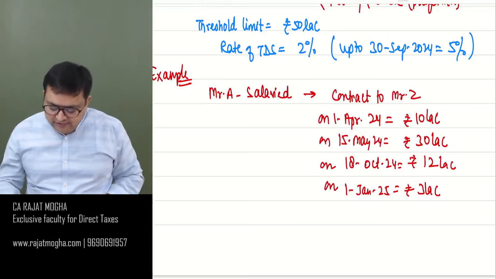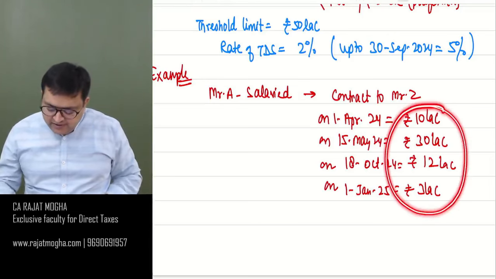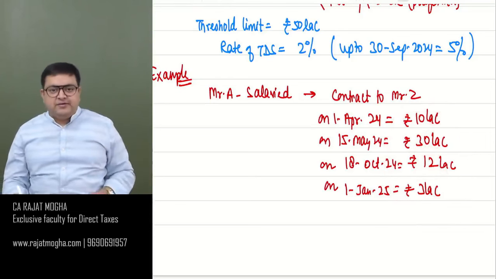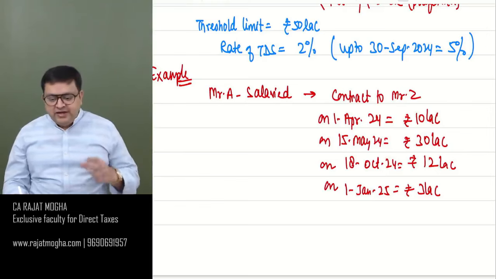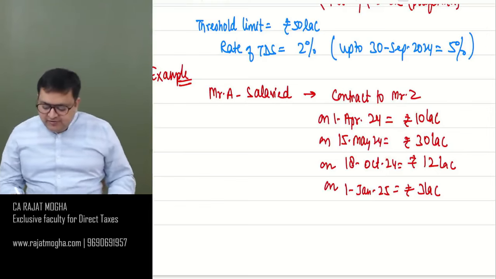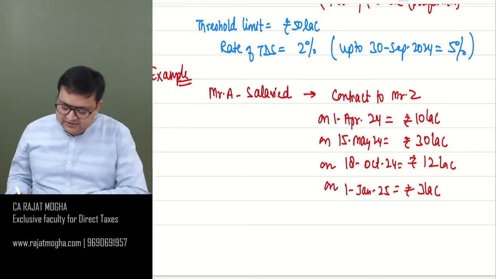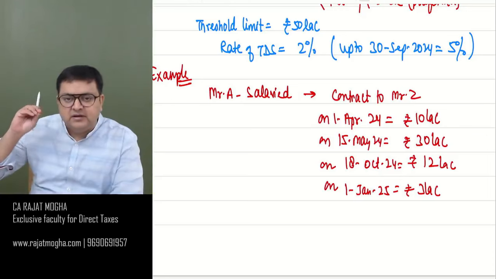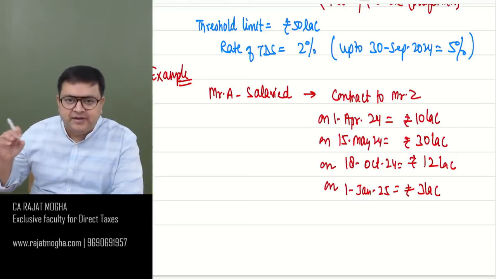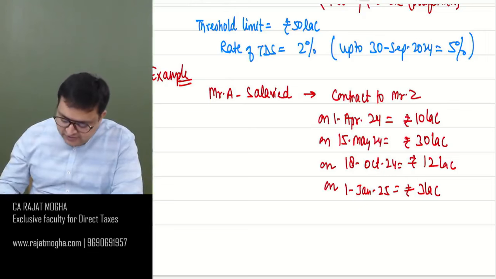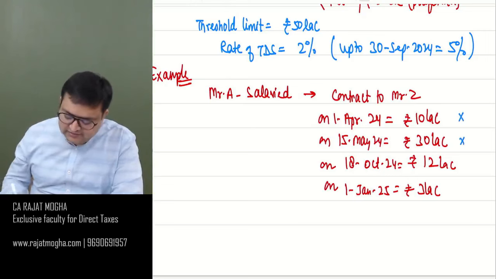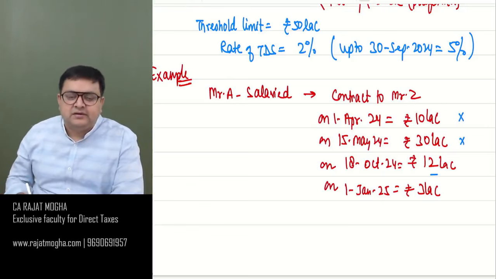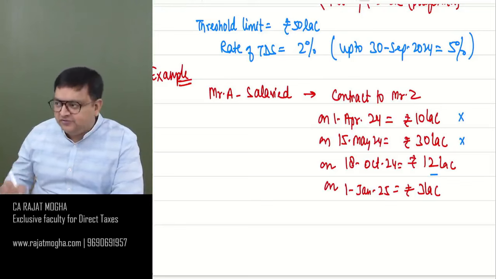Okay, so what will happen? In the year, how much are we paying? 10, 30, 12 and 3, so 55 lakh we are paying. So TDS would be applicable. In this case, until it is up to 50 lakh, no TDS. But here it is exceeding 50 lakh, so here TDS would be there.